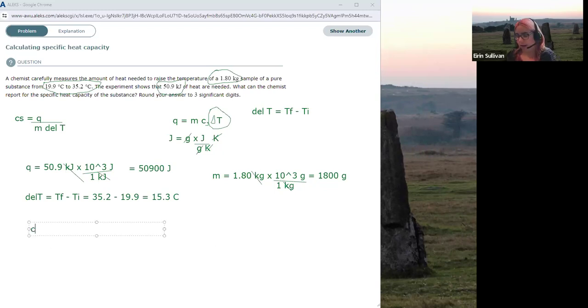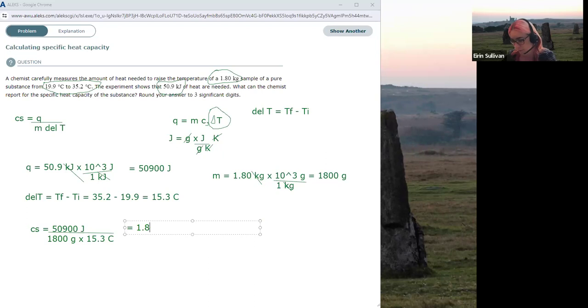So my specific heat capacity is going to be 50,900 joules divided by 1,800 grams times 15.3 degrees Celsius. So you can see my units are going to come out in joules per gram per degree Celsius, which is the same as joules per gram per Kelvin. I suspect ALEKS might go for that. Joules per gram per Kelvin. Place bets now. What do we think? I think it's going to be joules per gram per Kelvin.